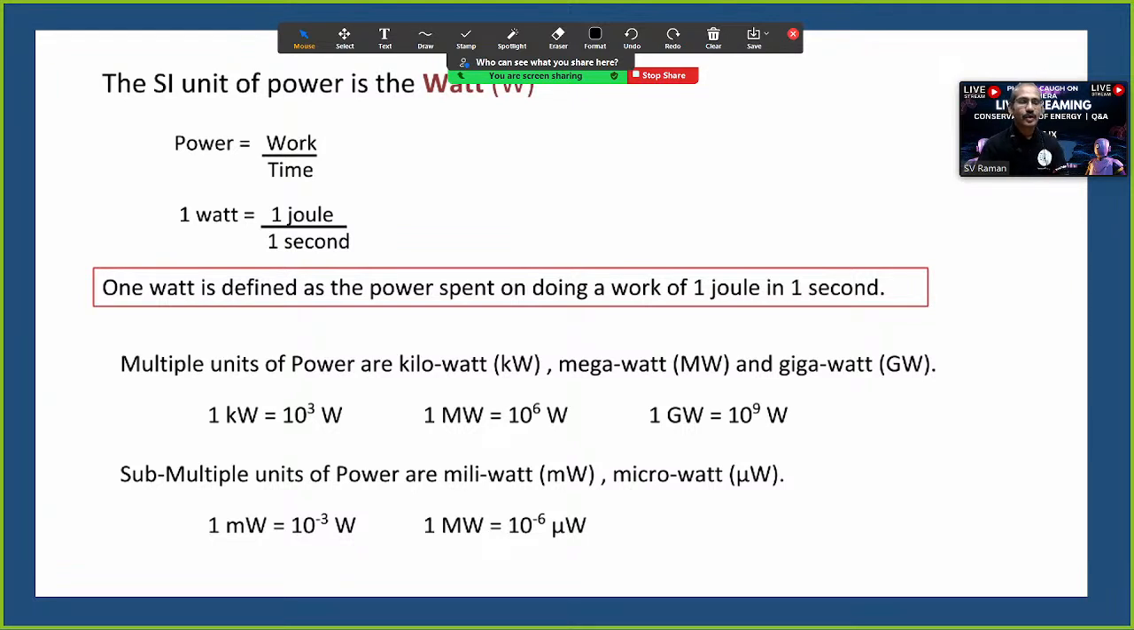Now 1 kilowatt is 10 cube watts, 1 megawatt is 10 power 6 watts, 1 gigawatt is 10 power 9 watts. Submultiple units of power are the milliwatt and the microwatt. Generally for micro, there is a letter called mu.